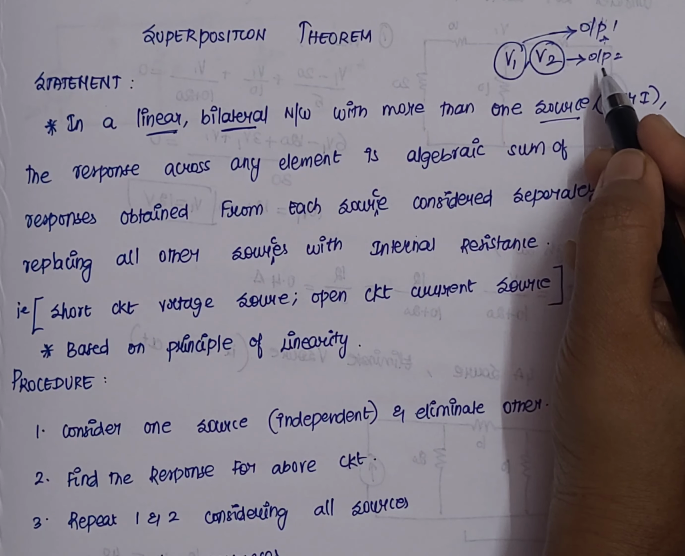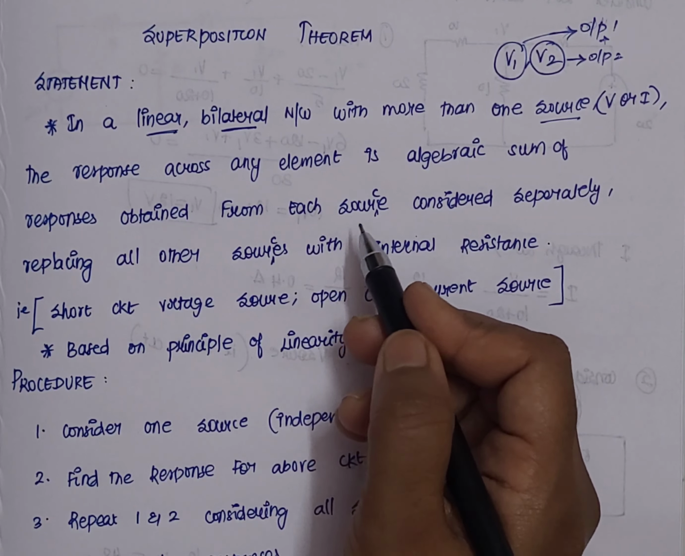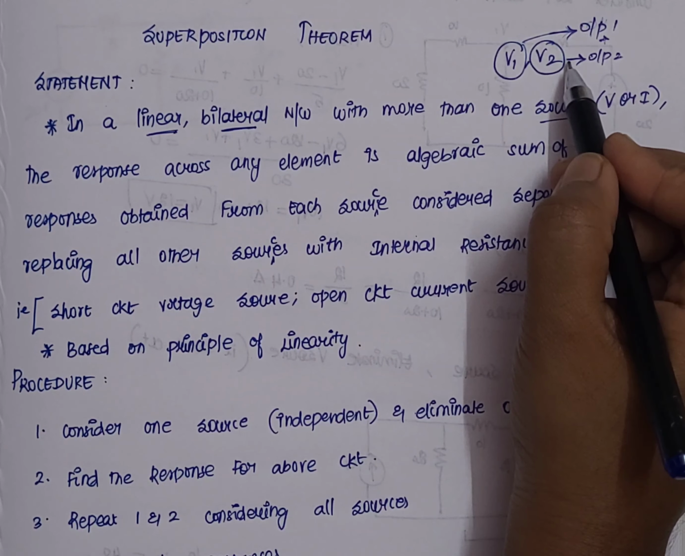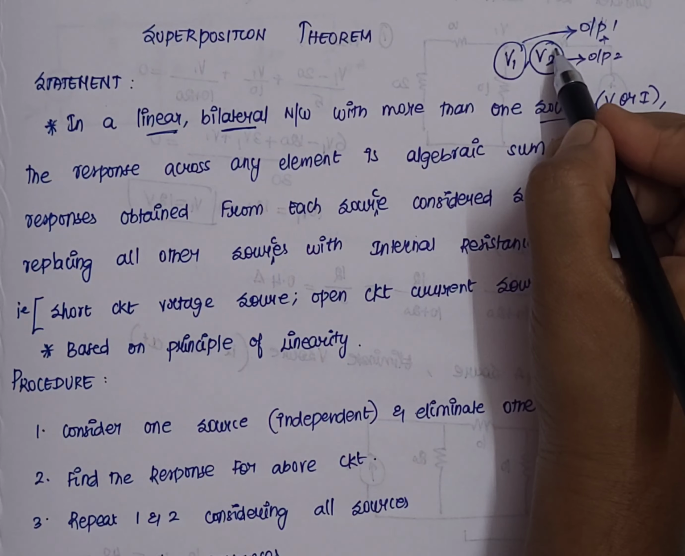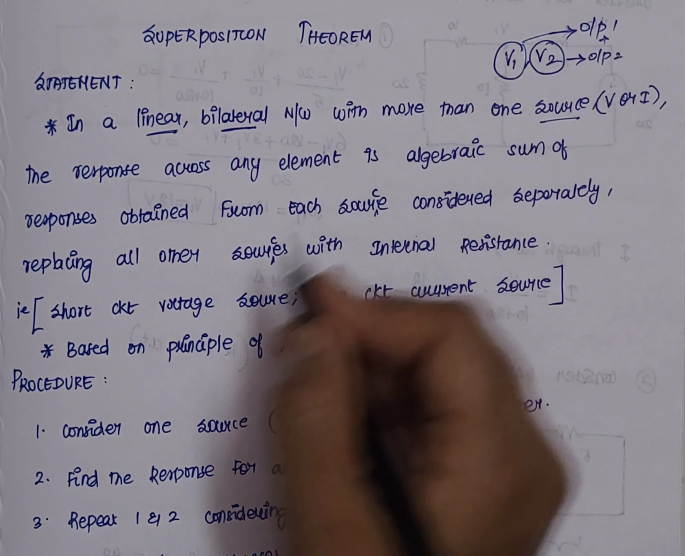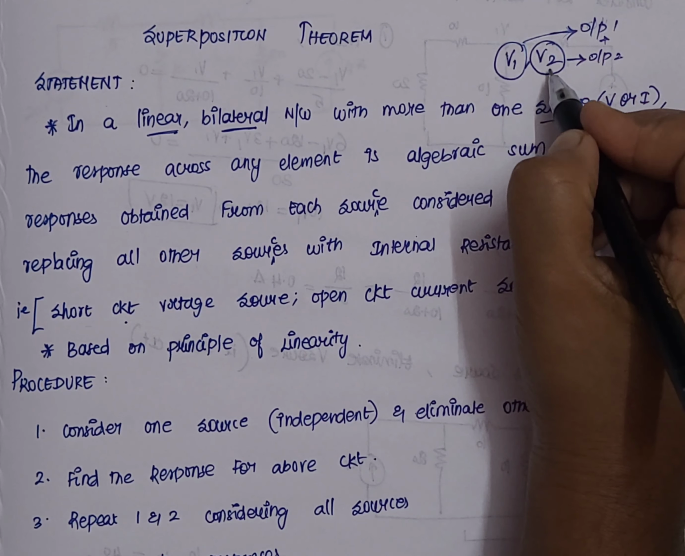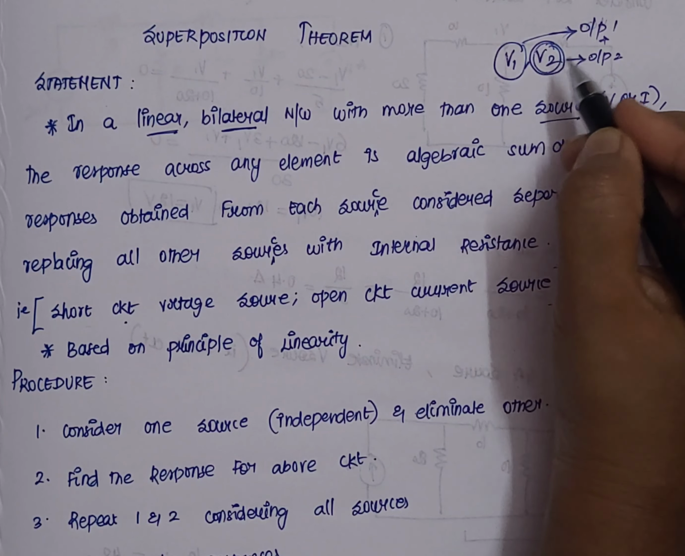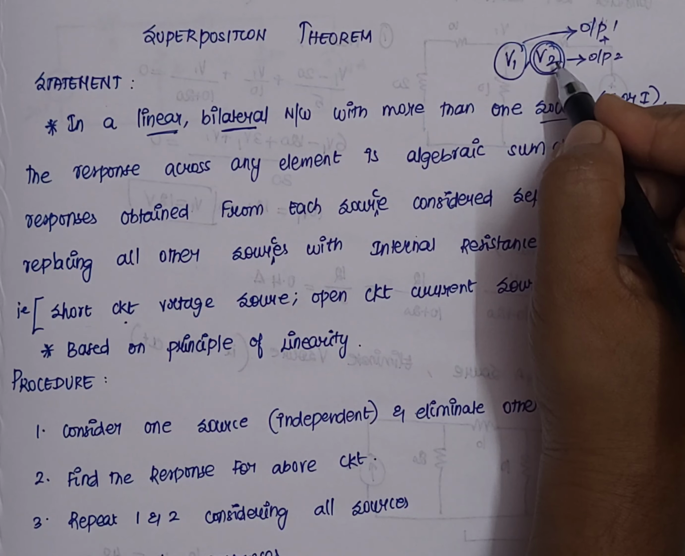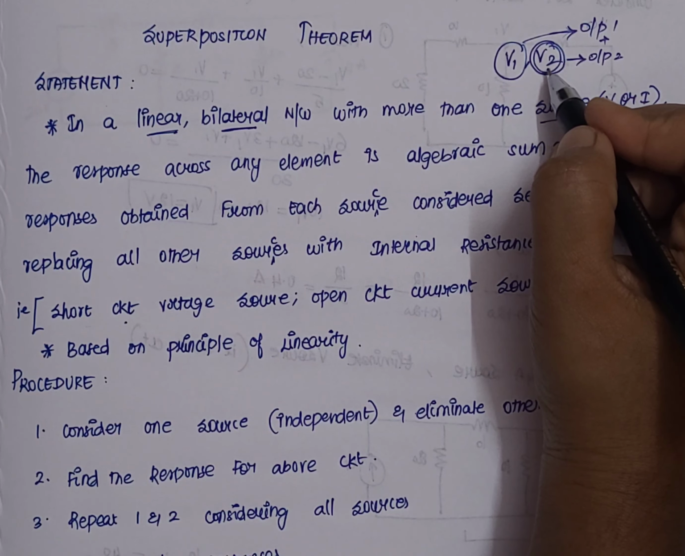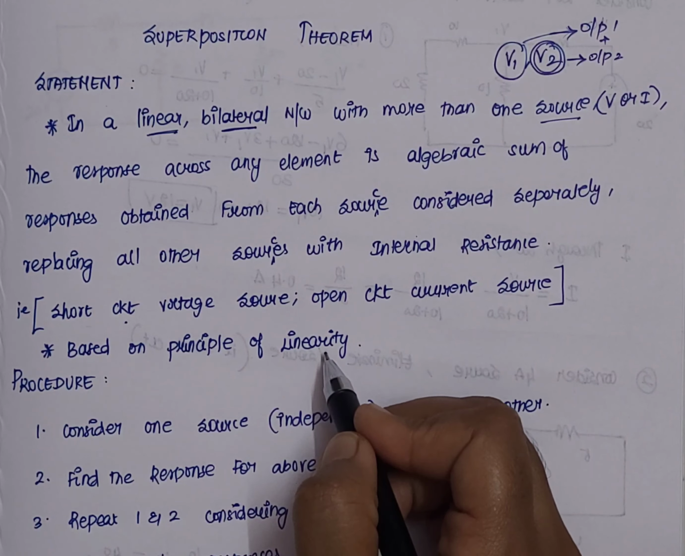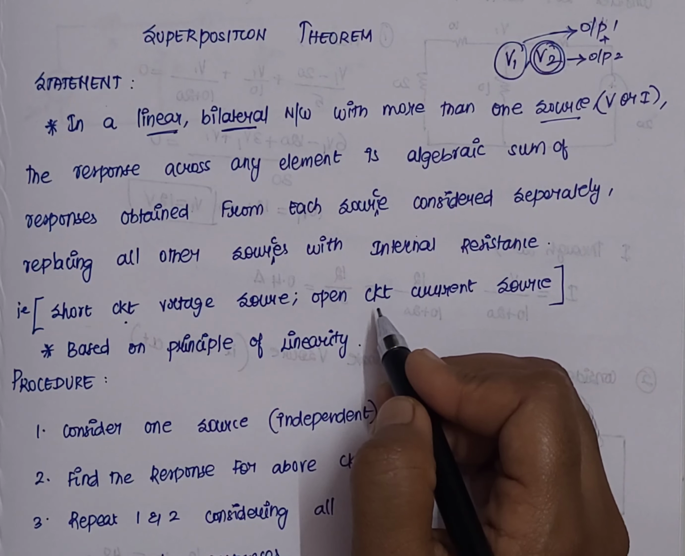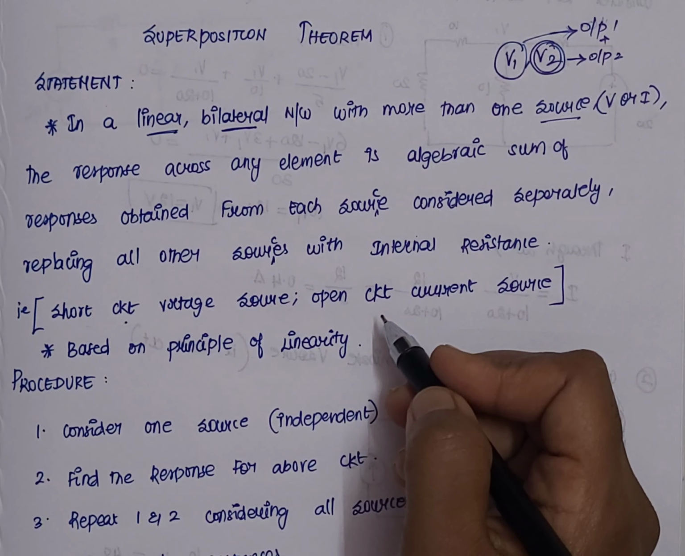While considering in this way, whenever you have other sources, for example voltage sources V1 and V2, if you are considering only the V1 source, you have to remove the V2 source. When you have a voltage source, you have to short circuit it, so you short circuit the V2 supply, and in case you have a current source, then you have to open circuit the current source. This is the procedure for voltage and current sources, and the important point is this is based on the principle of linearity. Let us see the procedure and limitations, and then we can solve problems based on superposition.